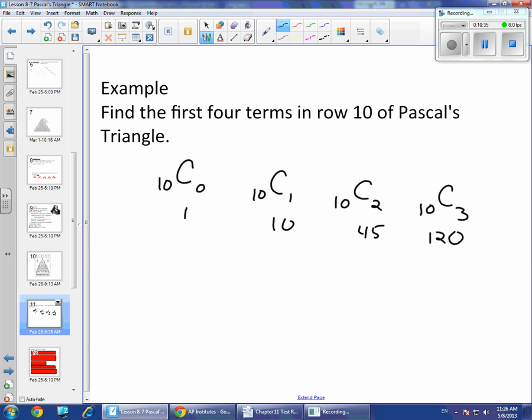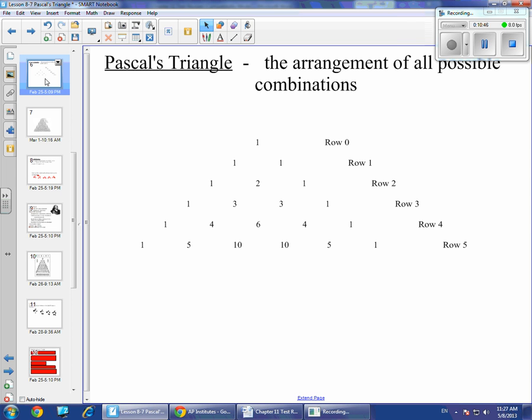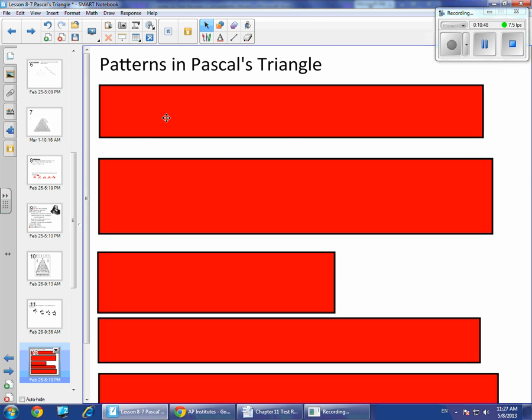The other thing you're going to have to do with Pascal's triangle is look for patterns within it. So I'll show you some of these patterns, and you might have been able to find some of them on your own already. First one, which we've already talked about.